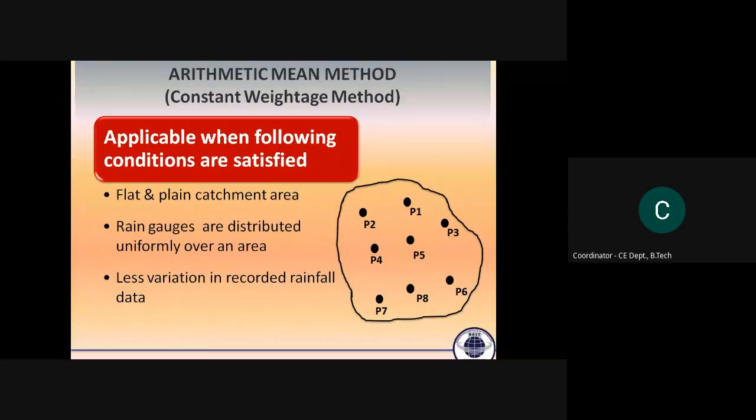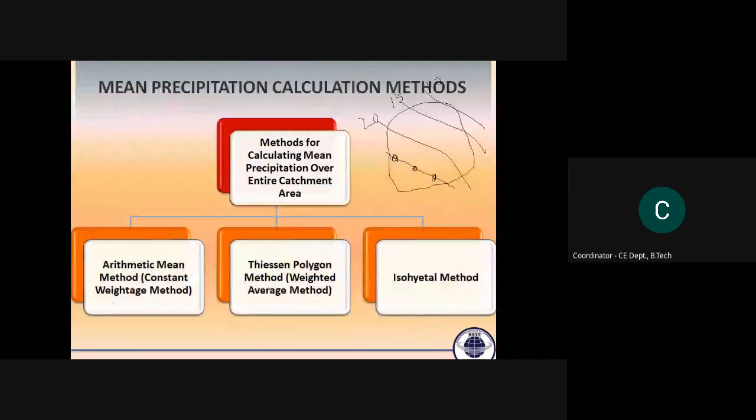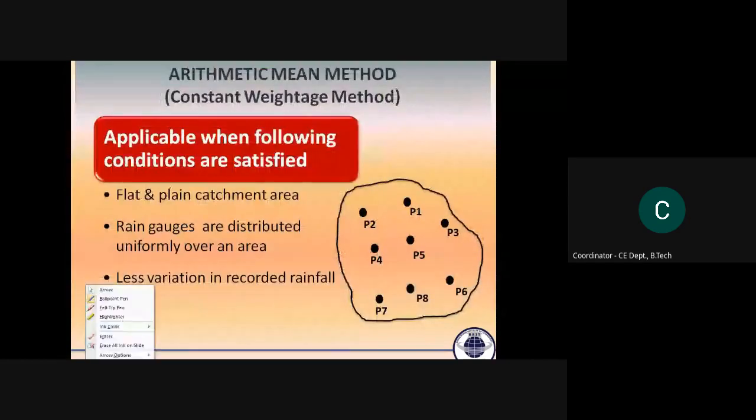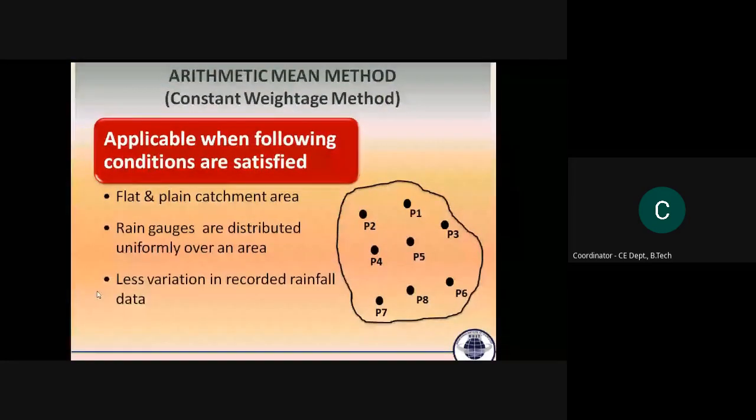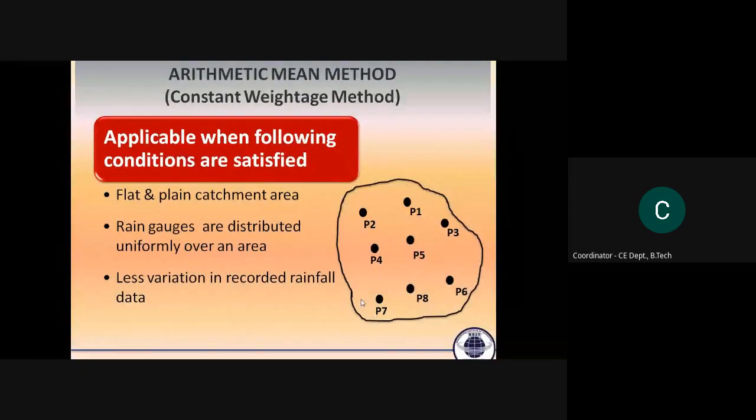Now the first method, as I said, is the simple arithmetic mean. As you can see, this is your catchment area. There are different rain gauge stations, and these are the rainfall data in centimeter or millimeter that we have collected from the rain gauges. Now using this method, what do we have to do? Simple, we have to average all these values.